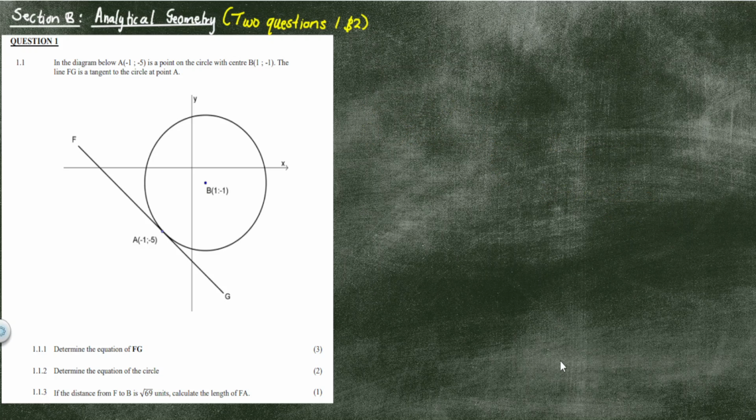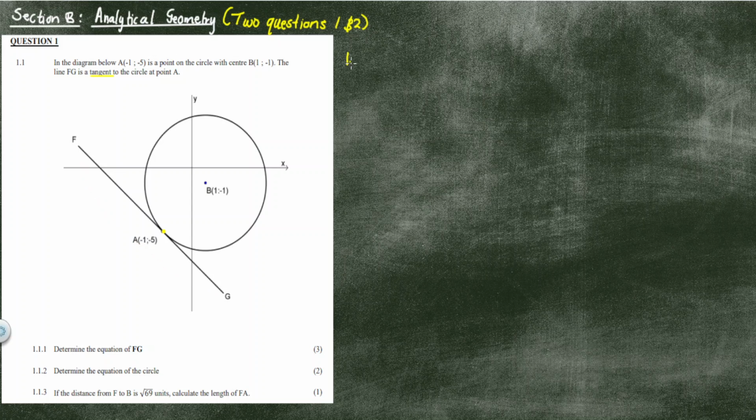Okay, so now question 1.1. Here, in the diagram below, we are given a point A, which is a point on the circle with center B(1; minus 1). And then the line FG is a tangent to the circle at point A. 1.1. Find the equation of FG, which is the straight line. FG is a straight line, and it's also what? A tangent to the circle.